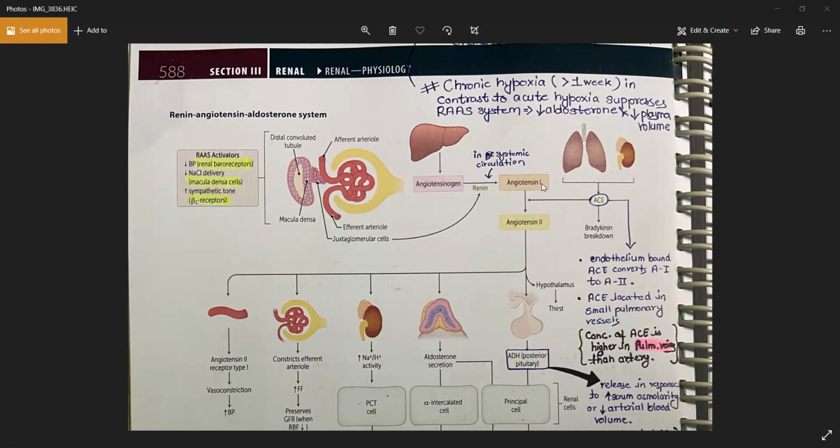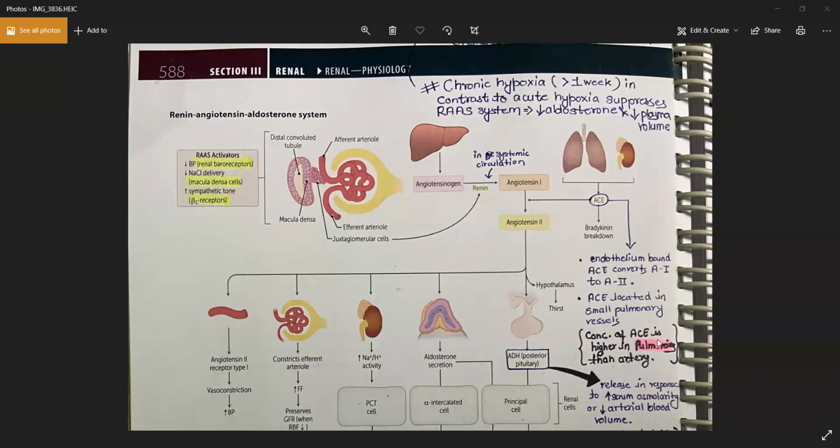Now, this angiotensin 1 goes to your lungs via the pulmonary veins. From the pulmonary veins, you have the ACE enzyme, the angiotensin converting enzyme, present in the endothelium part. And when the blood flows from the pulmonary veins to the pulmonary artery, all of the angiotensin 1 will be converted into angiotensin 2. And this angiotensin 2 will enter into the left side of your heart and then to the systemic circulation.